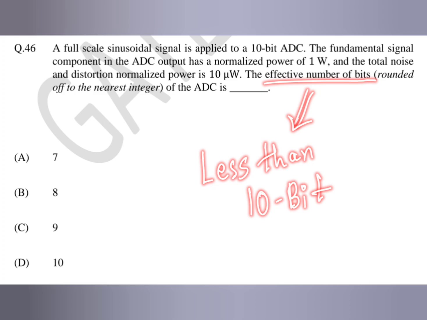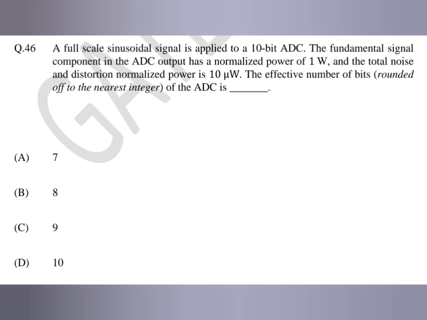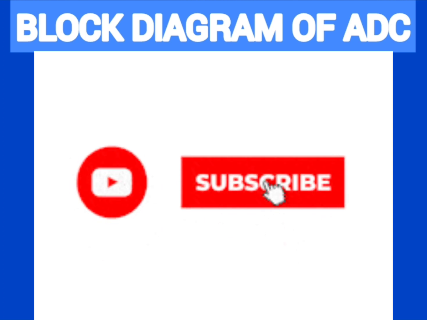But what is the exact value? I will explain how it occurs and what the exact number of bits will be, which will be less than 10. For that, I should go to some basic concepts. The first topic I am going to discuss right now is the block diagram of the ADC. After that, slowly we will reach the point where we can find the effective number of bits. So let's discuss the block diagram of an ADC.